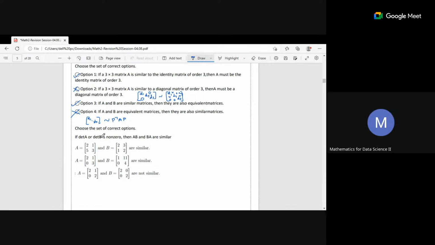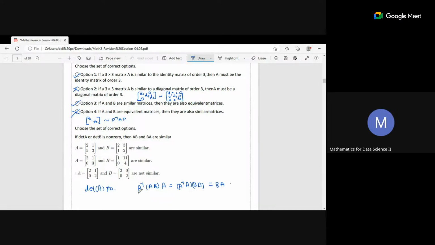Choose the correct options. If determinant of A or determinant of B is non-zero, then AB and BA are similar. Is that true? Yes, ma'am. Okay. So why is that so? Suppose you consider determinant of A is non-zero. Then let us consider A inverse AB into A. Then what is it that you get? A inverse A into BA, which is actually just BA, right?